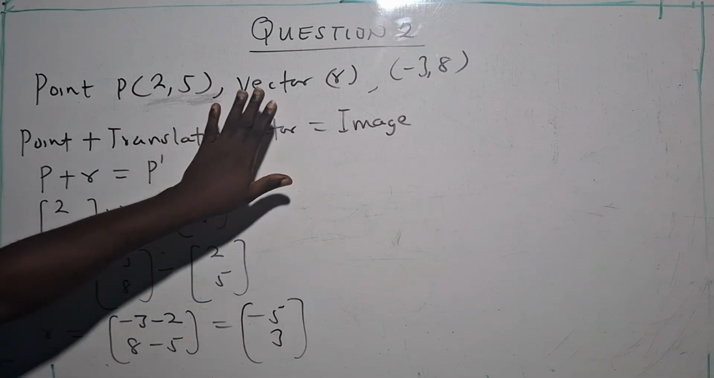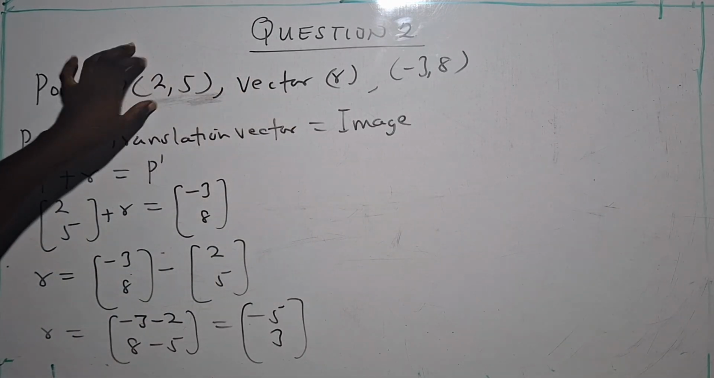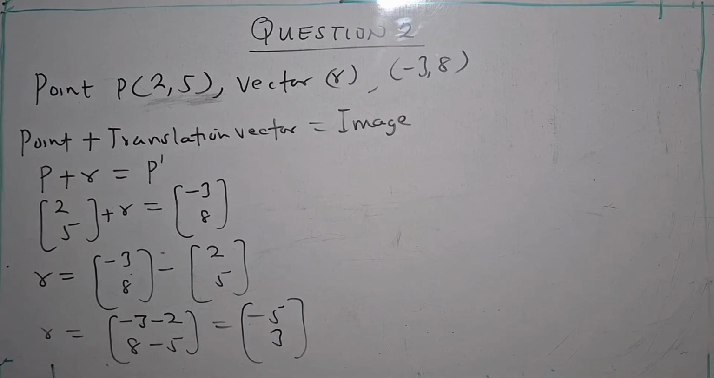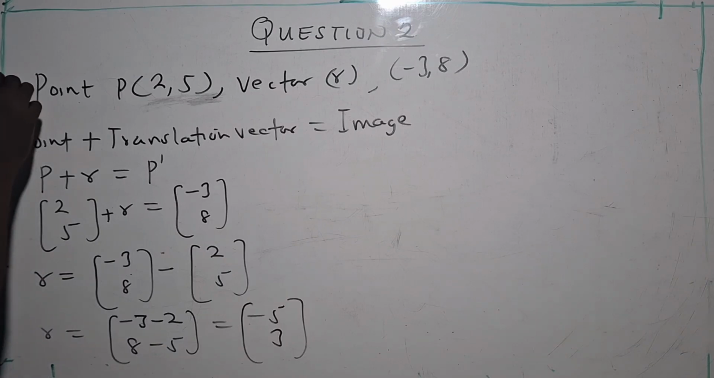So the vector that was added to P to get its image was (-5, 3). This is how this is solved. So this is for part I.